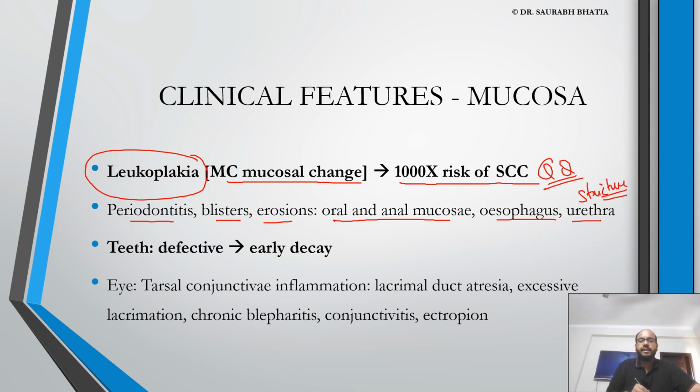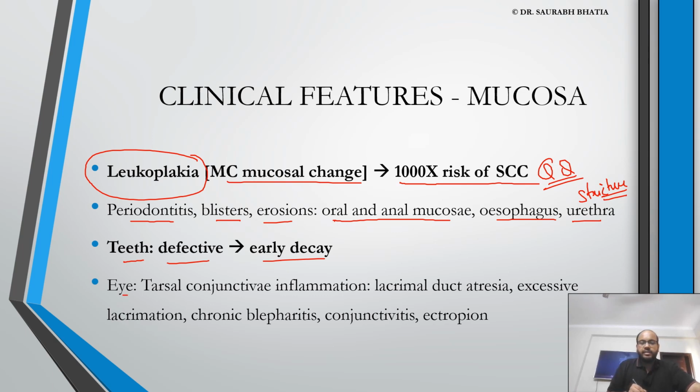Okay, the teeth are defective and lead to early decay. So what exactly happens is there's enamel destruction. We all know that with constant wear and tear and constant chewing, the enamel undergoes destruction. Okay, and because we don't have a good amount of telomeres, the cells are not dividing properly, and that is why the teeth become defective and they decay quite early.